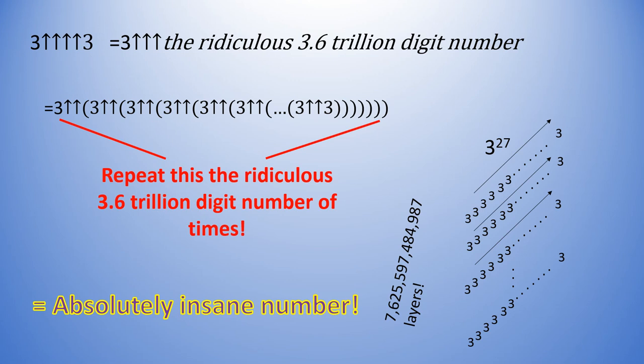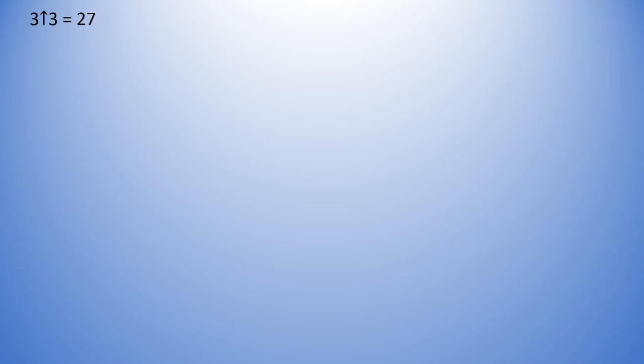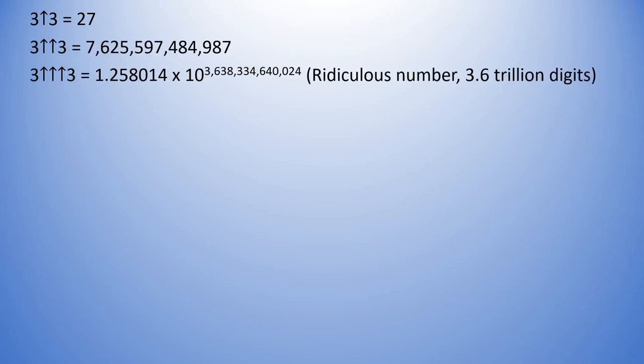3 single up 3, that's fine, 27. 3 double up 3, pretty big. This is getting obscene now. There's our 3 up 3. There's our double up. There's our triple up, that ridiculous number with 3.6 trillion digits. The next one is absolutely insane. Just no way of understanding it.